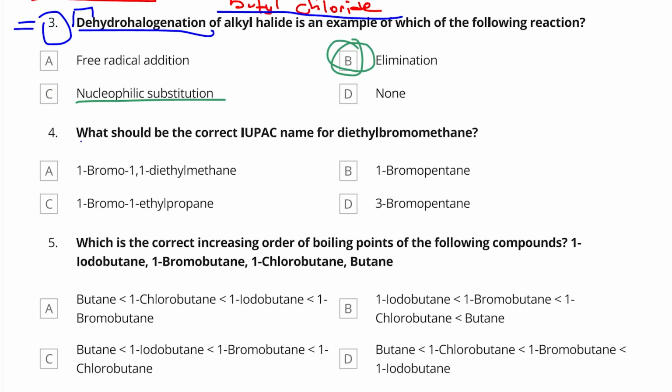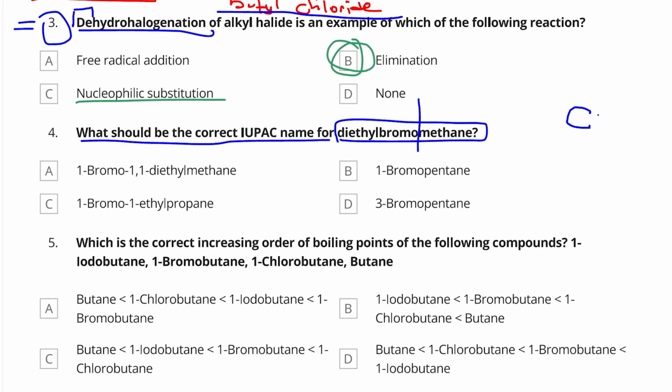So what should be the correct IUPAC name for the ethyl bromomethane? So don't focus on the options for now. Let's draw the molecule. And here we have a suffix, methane, in the name. So methane is a suffix here.